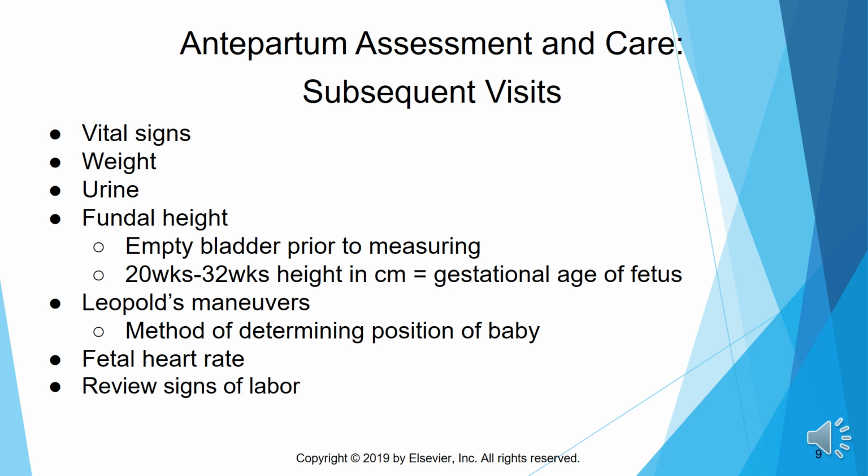The fundal height is measured from the pubic bone to the top of the fundus of the uterus while mom is pregnant. From 20 weeks to 32 weeks, the height in centimeters of the measurement from the pubic bone to the top of the fundus should be equal to the gestational age of the fetus. So if you have a 22-week fetus, you should have a 22 centimeter fundal height.